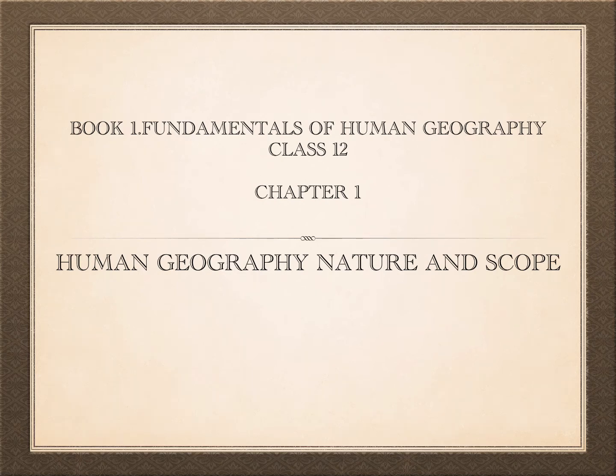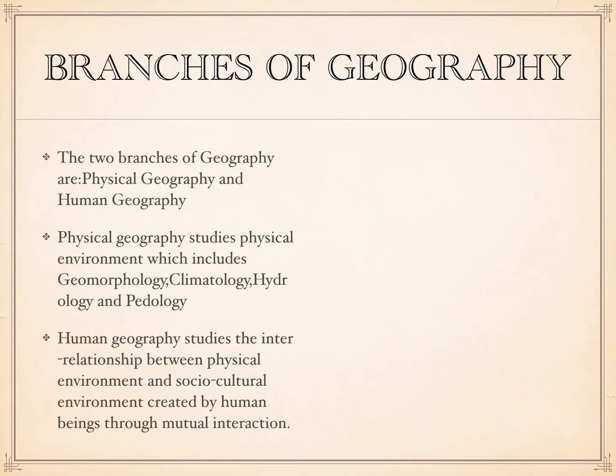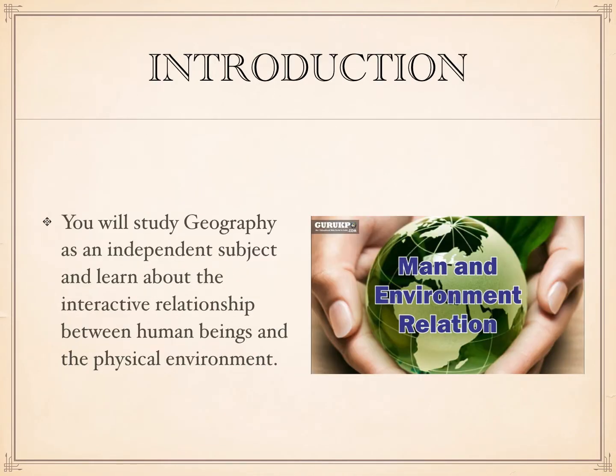Good morning. Let's start chapter 1 of class 12 Human Geography from book 1, that is Fundamentals of Human Geography. The first chapter is Human Geography, Nature and Scope. You will study geography as an independent subject and learn about the interactive relationship between human beings and the physical environment.